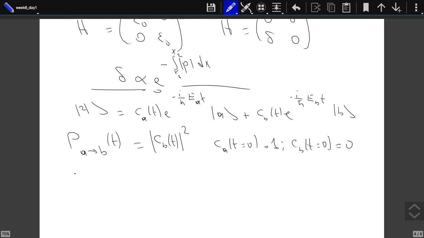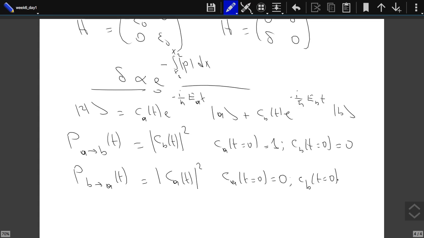Or if you want to find the transition probability from B to A, then this will be Ca of t squared, with the initial condition that Ca at t equal to 0 should be 0, and Cb at t equal to 0 should be 1. I don't understand, because I don't get why it's Cb or Ca.